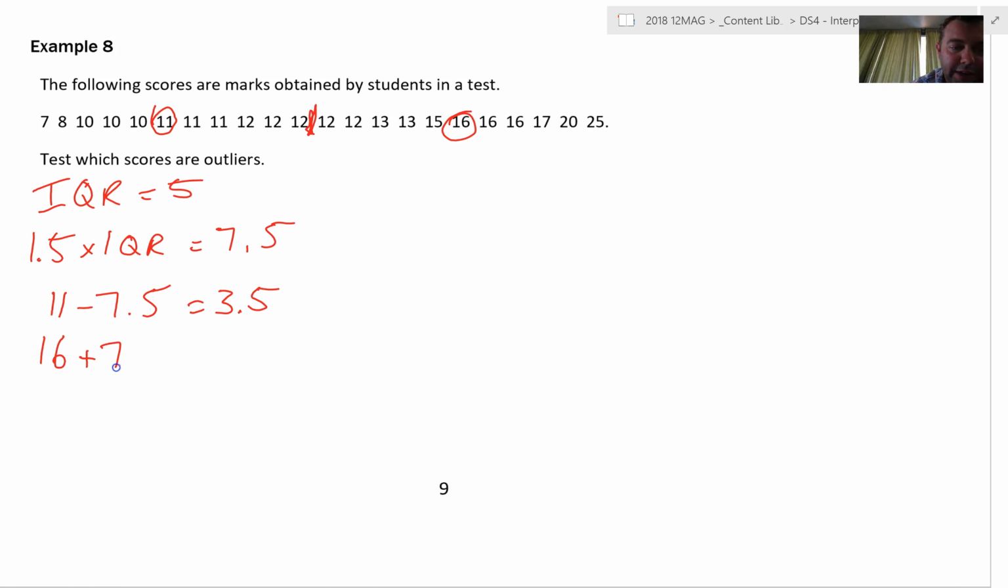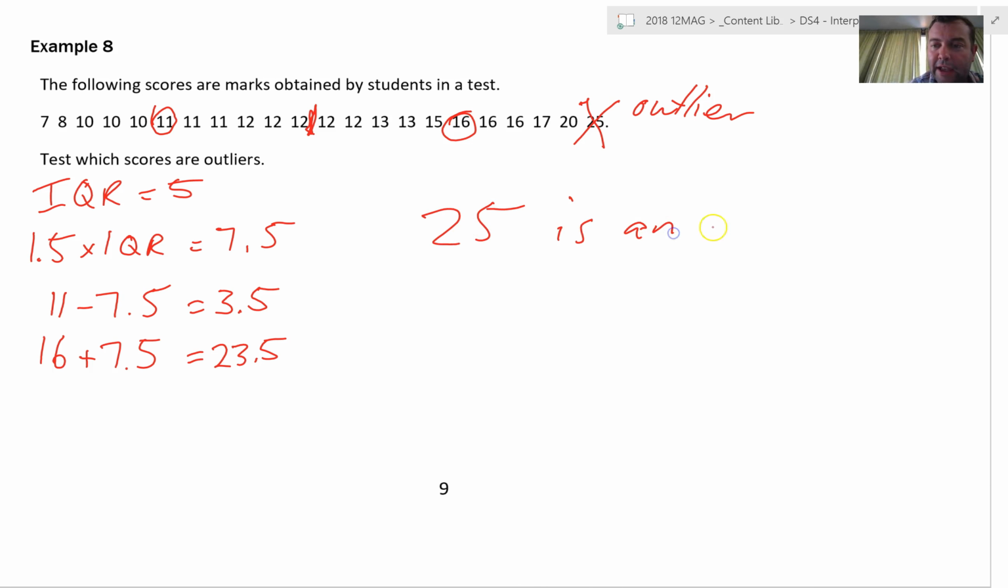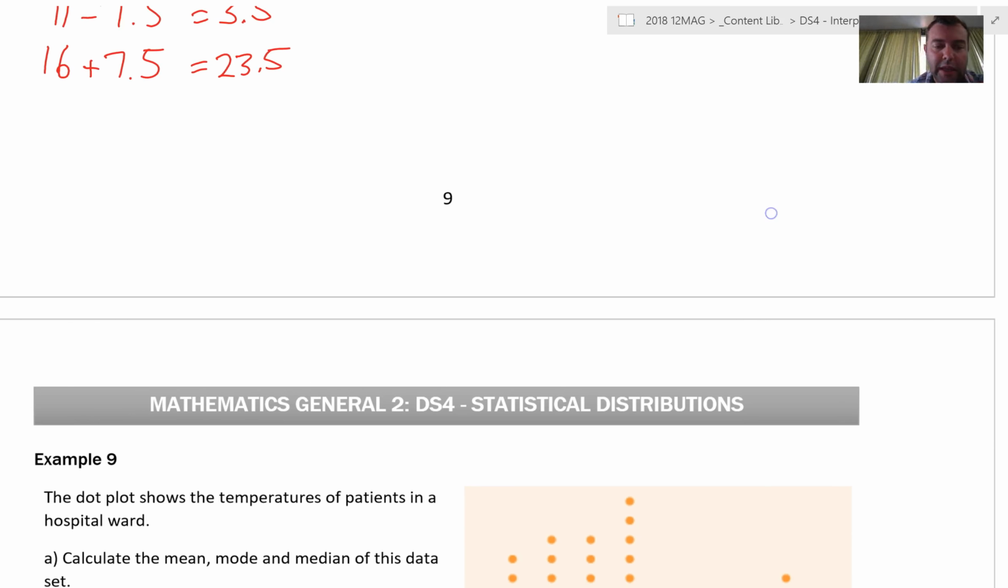16 plus 7.5. We go 1.5 times the interquartile range this way, 1.5 this way. 16 plus 7.5 equals 23.5. That makes my 25 an outlier. 25 is an outlier. It seems a little confusing at first, but truly it's not that bad.